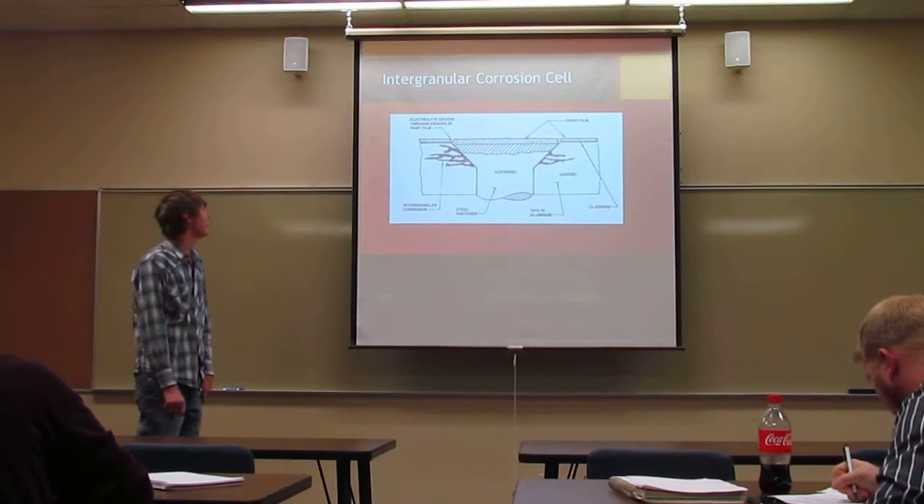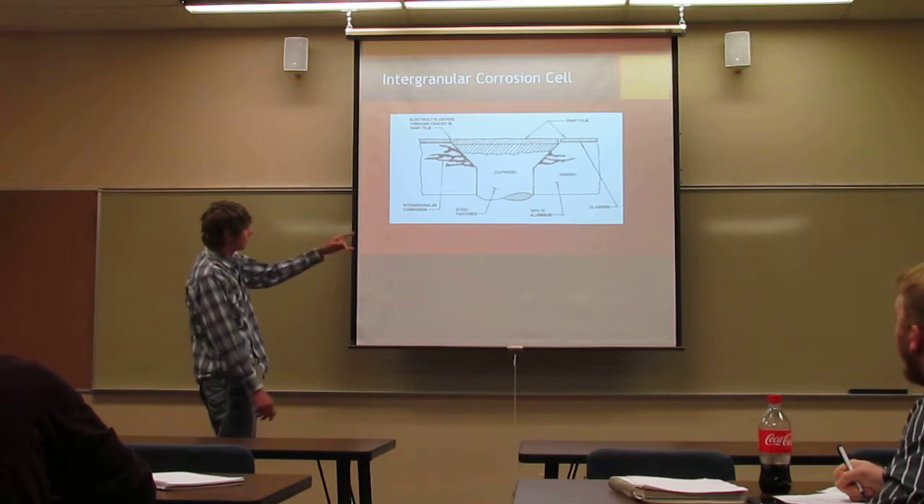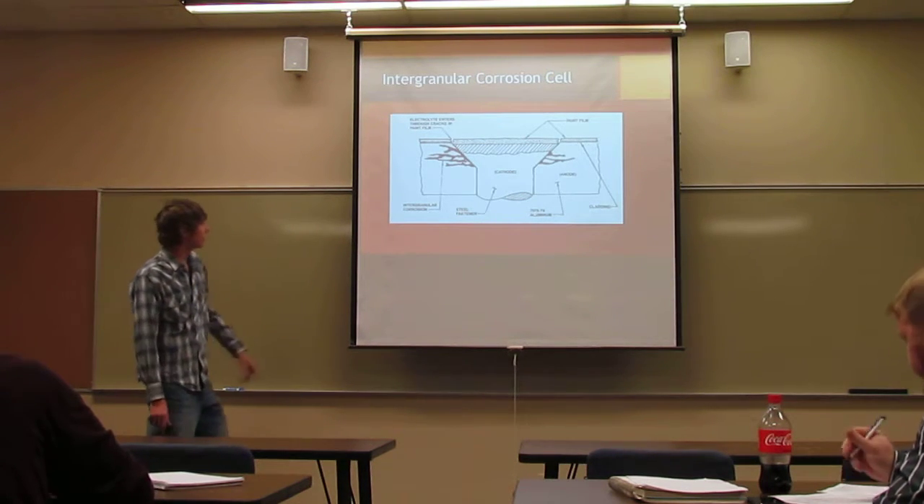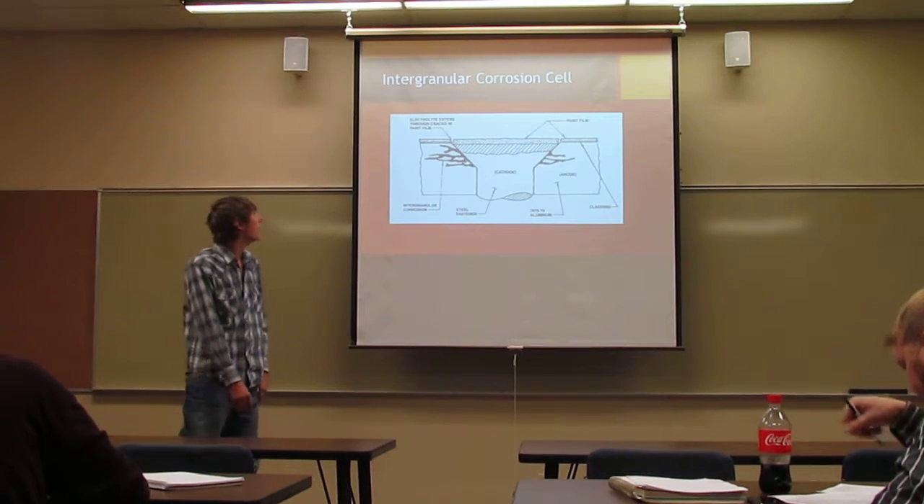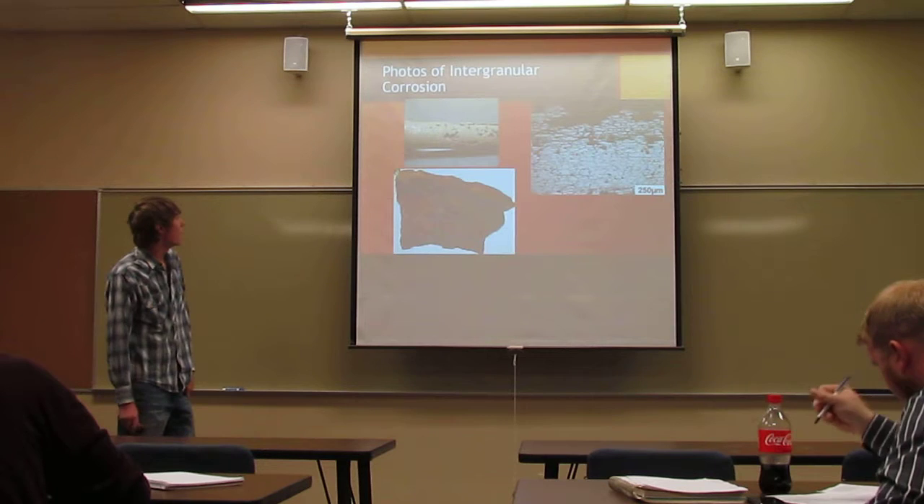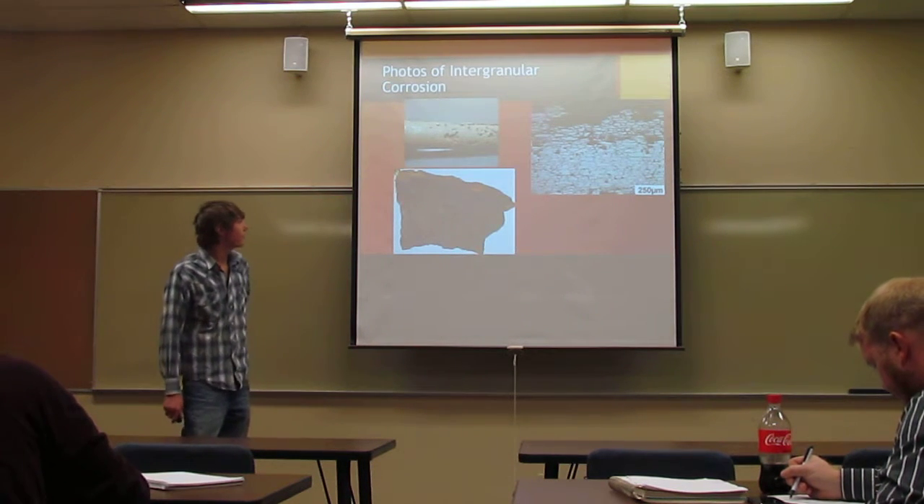Here's a corrosion cell. You see the cathode there and the anode, and then you can see the corrosion happening here along the grain boundaries. There's some fissures. You can see the grains up close there.